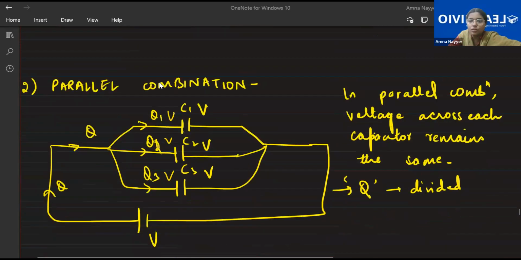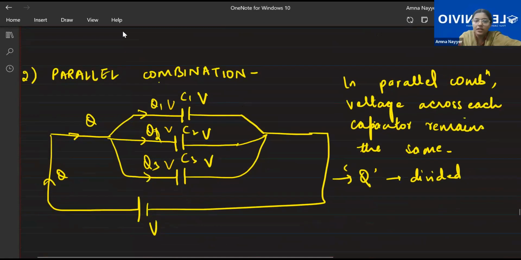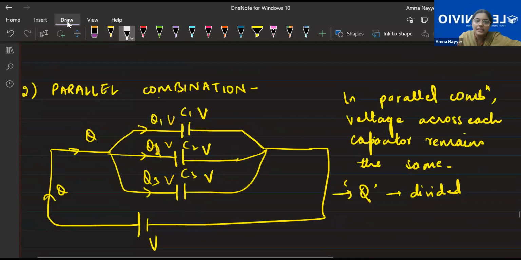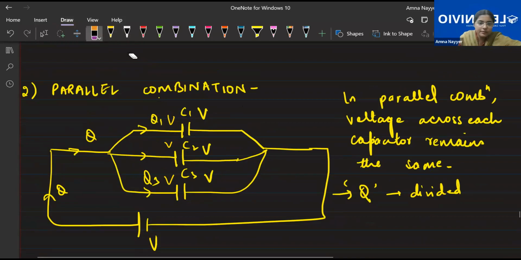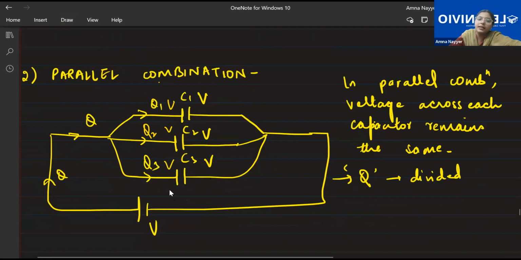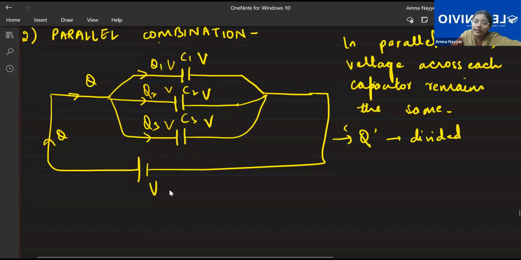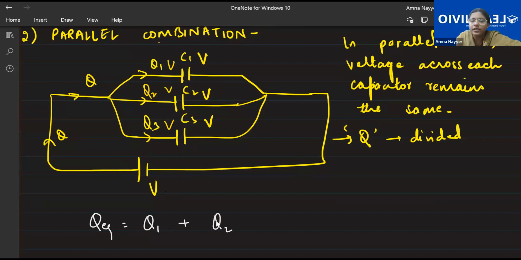Okay, let's come to the parallel combination. Now, see in your parallel combination, the potential remains the same, right? And charges will be divided in all of them. So when I take the net charge, all the charges will give me the equivalent charge. Equivalent charge will be Q1 plus Q2 plus Q3, 4, 5, 6 up till Qn. In the previous case, this was the same. Now this is different.